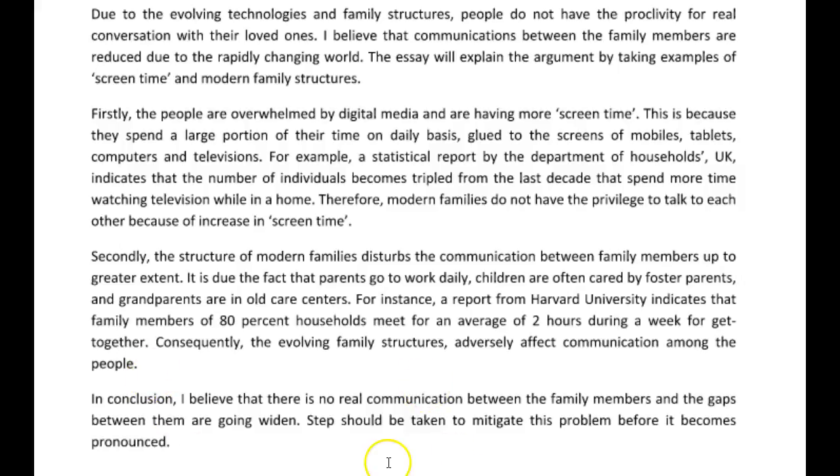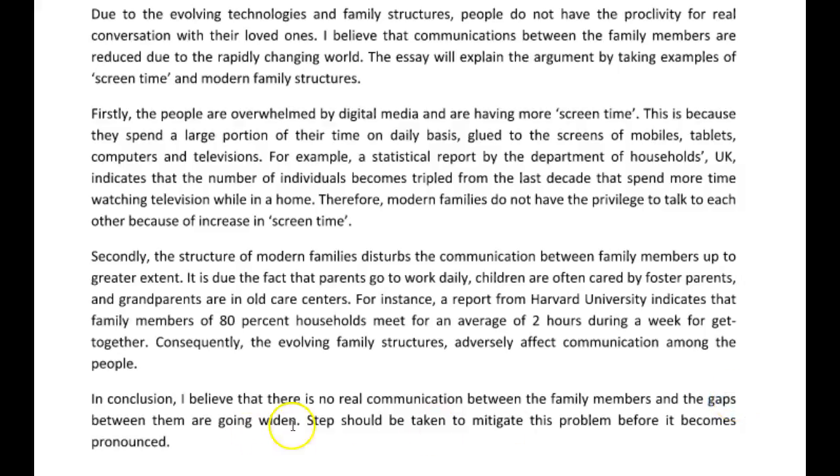In conclusion, I believe that there is no real communication between... See again, this is an overstatement. No real communication is far too much. Because there is still some. In fact, you just said it there, that 2 hours each week families get together. So now if there's no real communication, what's happening here? I believe that there is severely reduced communication between family members. And the distance, but even then, they're not really actually far apart, are they?